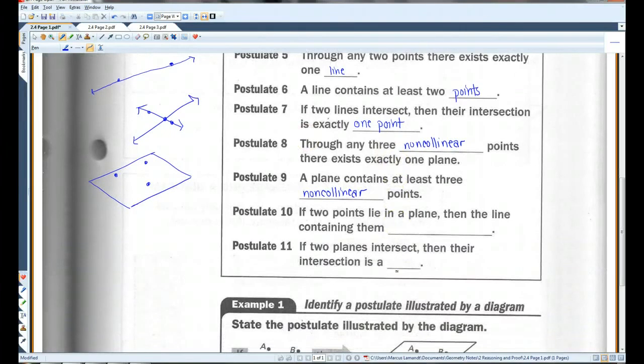If 2 points lie in a plane, then the line containing them also lies in the plane. So, if this point and this point both lie in the plane, this line is also in the plane. If 2 planes intersect, then their intersection is a line. I'm going to try to draw this here. If these 2 planes were to intersect, their intersection would be this line. Kind of. I meant to line it up with that dotted line. Okay?